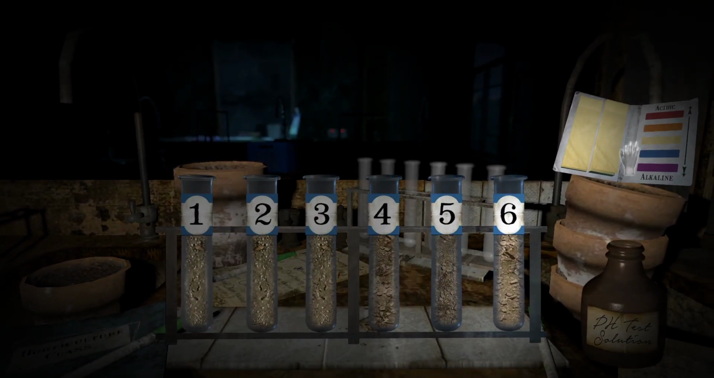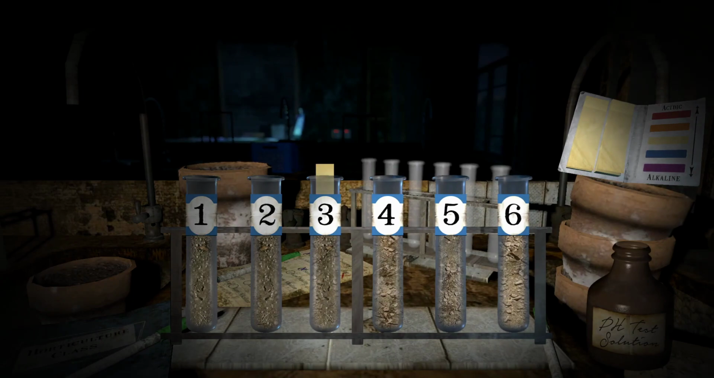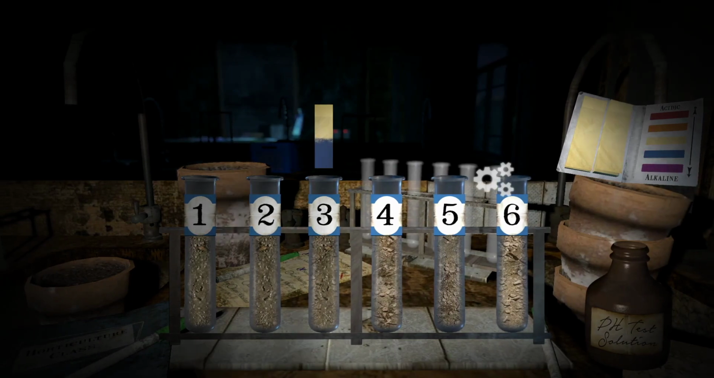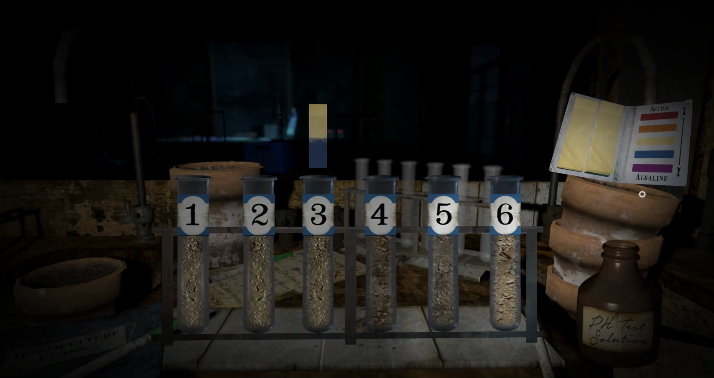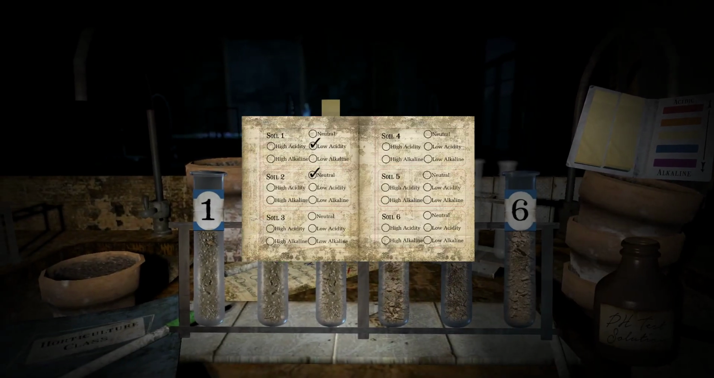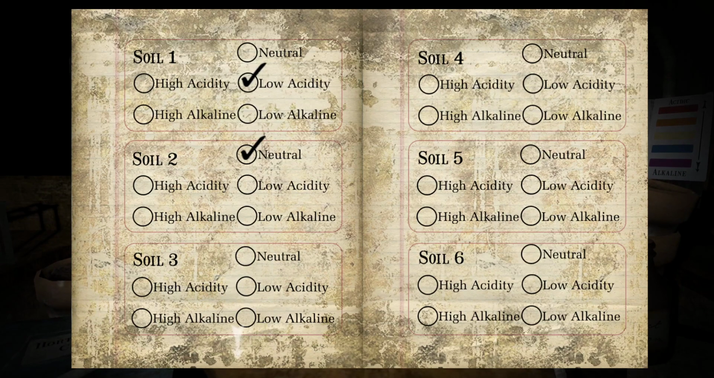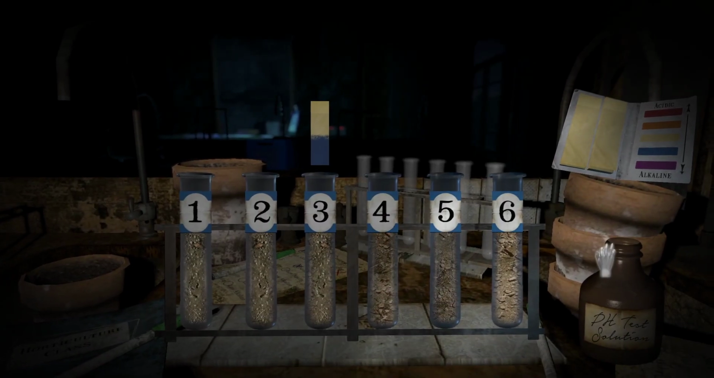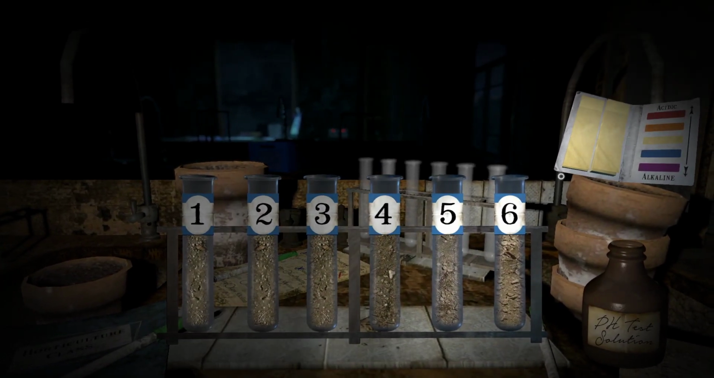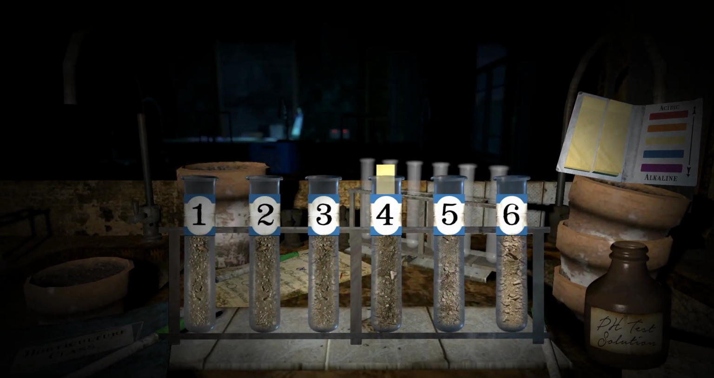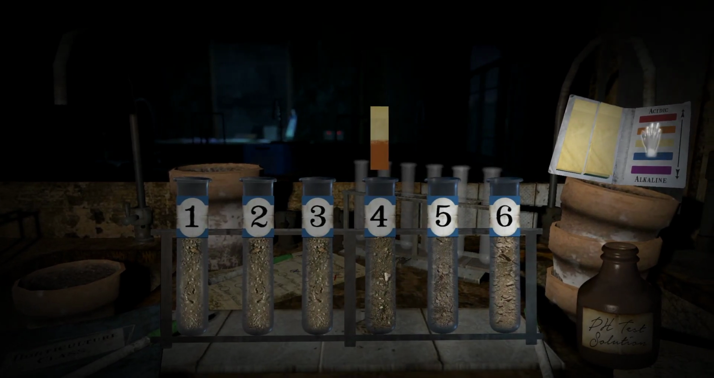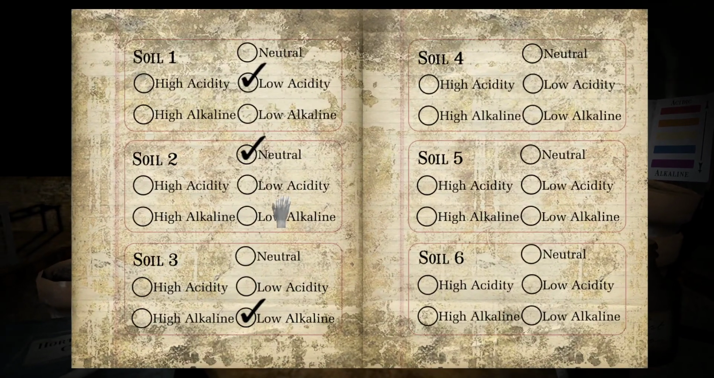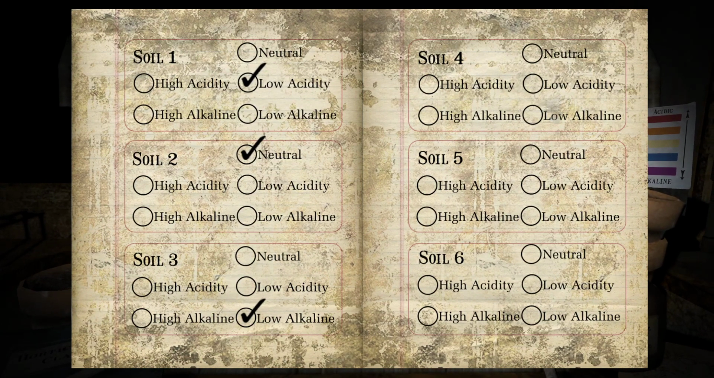Alright, number 3. Blue. Okay, so this is not high alkaline, but low, yeah. 4. Okay, so this is low acidic again, right? Low acidity.